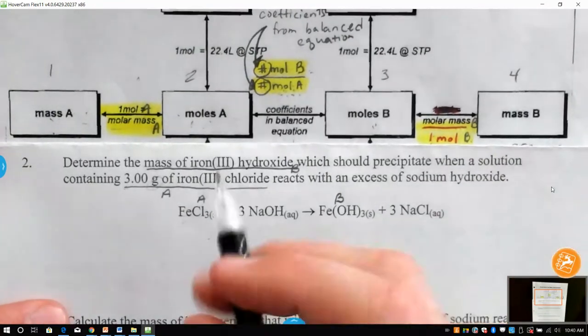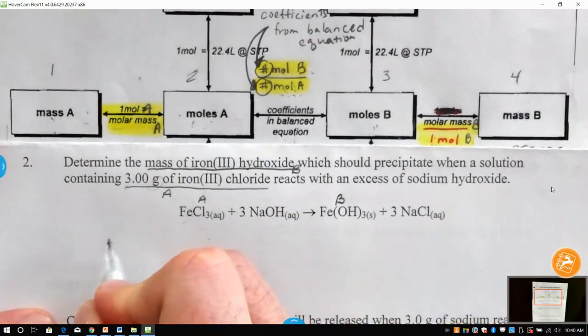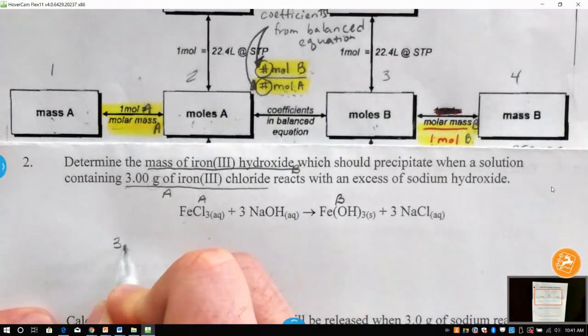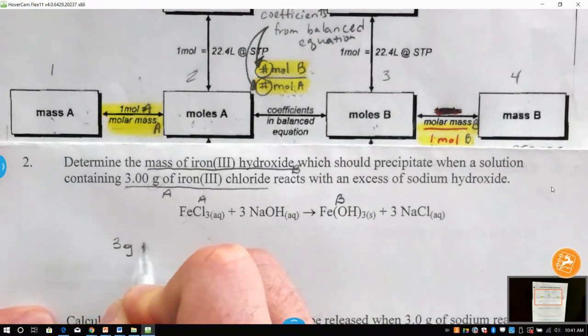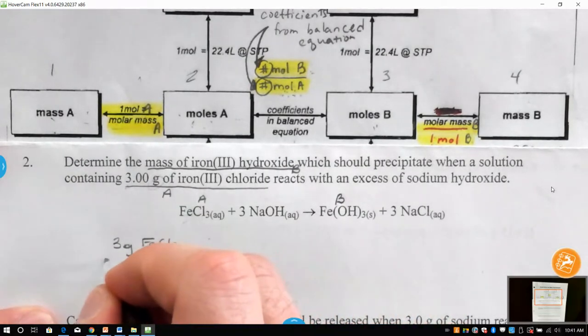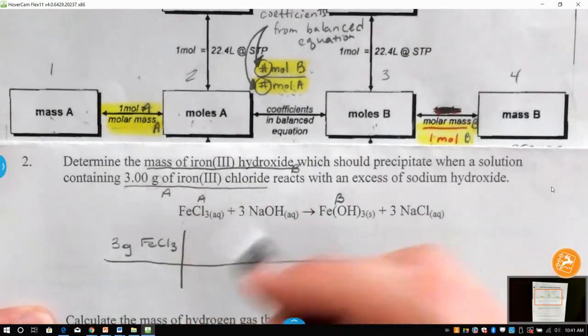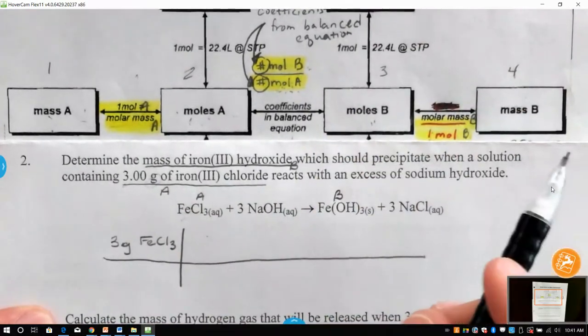Okay. So always take what you're given and put it in what I call the starting spot. So you're going to write it. I don't need to write the 3.00, but so it's 3 grams of FeCl3. Okay. Here's a little conversion line. Boom. This goes over nothing. We don't need to worry about it.